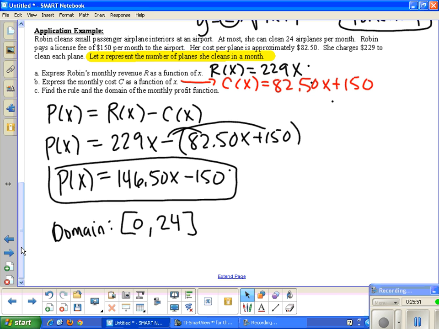So make sure you bring this with you to class. We'll talk about piecewise defined functions and domain on a different video, but we'll need this in order to do what we're doing in class tomorrow.